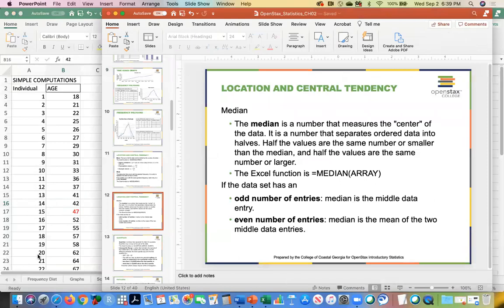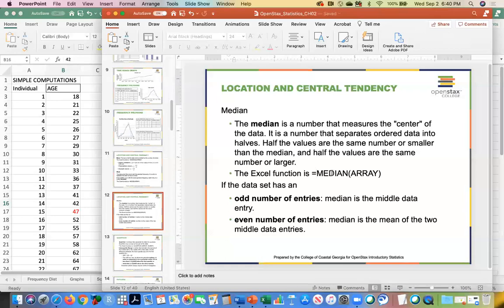So in this case, we have 29. The middle is going to be the number exactly in the middle. And if we have an even count, let's say we have 30, I have to add these two middle numbers and find the average of those. So the median, when we have an even count, is the mean value of the two middle data entries. If I have 30, then 15 and 16 are the middle ones, and the median is going to be the average of these two points.